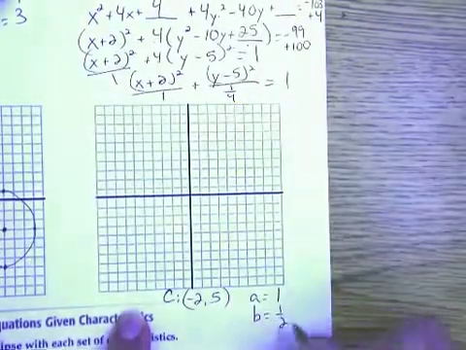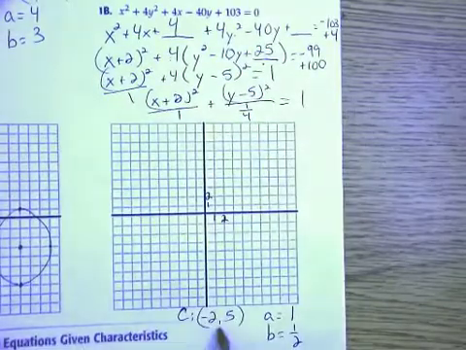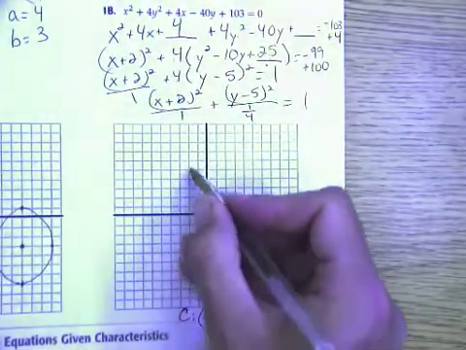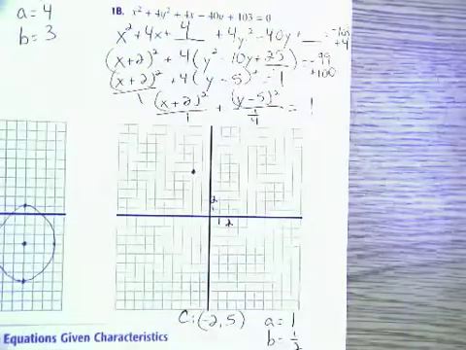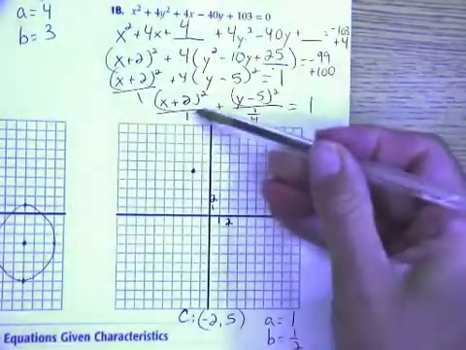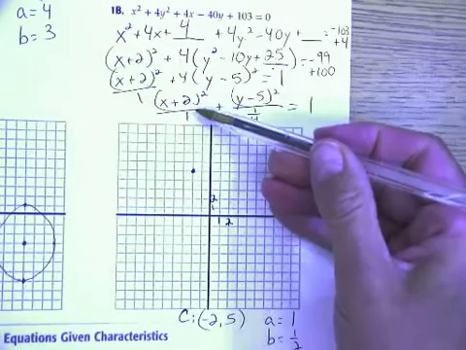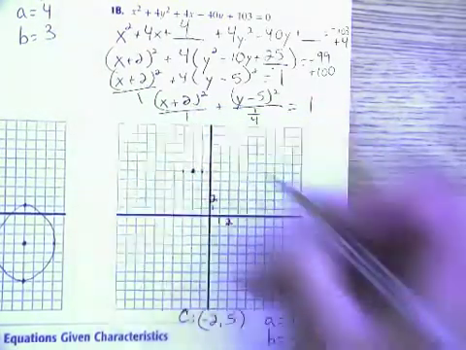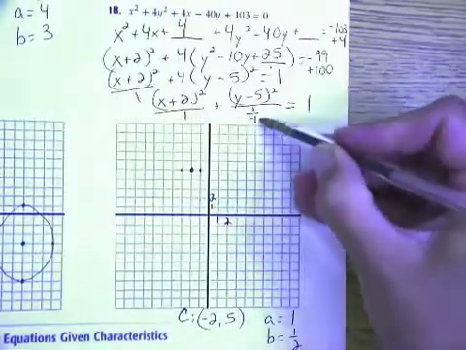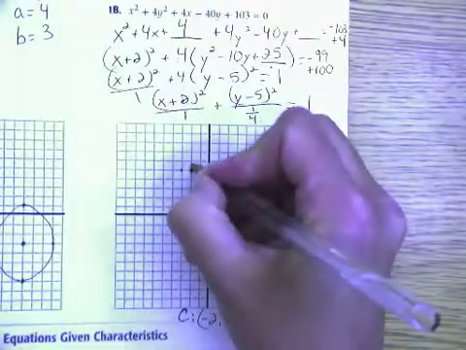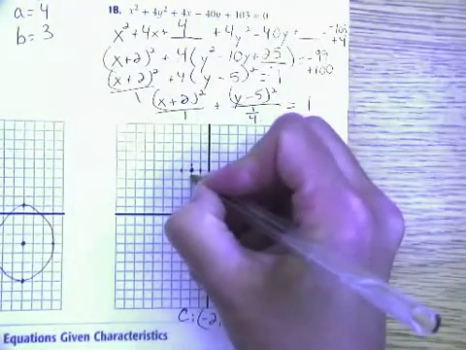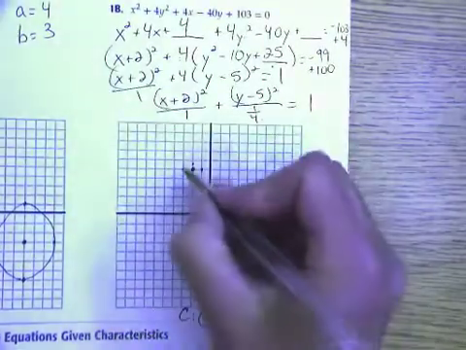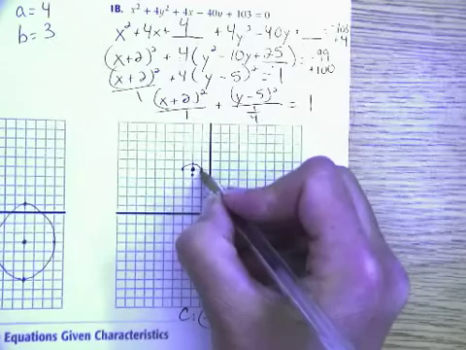My a value, so I plot my center, negative 2, 5, 1, 2, 3, 4, 5. And horizontally, I'm going to go one space to the right and one space to the left. Vertically, I'm going to go half a space up and down from that center. And this is my ellipse.